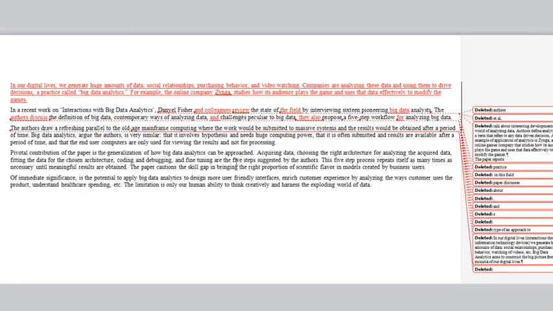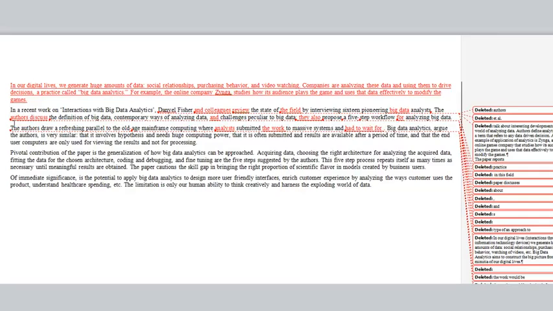So to put this in the active voice, we would say the authors draw a refreshing parallel to the old-age mainframe computing, and then I'm going to say who submitted the work. So where analysts, notice the "would be submitted" is passive voice, where analysts submitted the work to massive systems and had to wait for a period of time to obtain results.